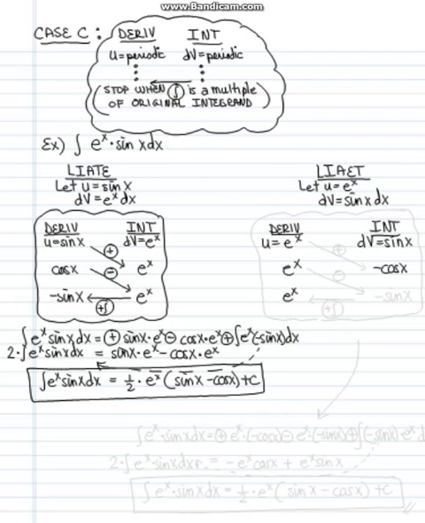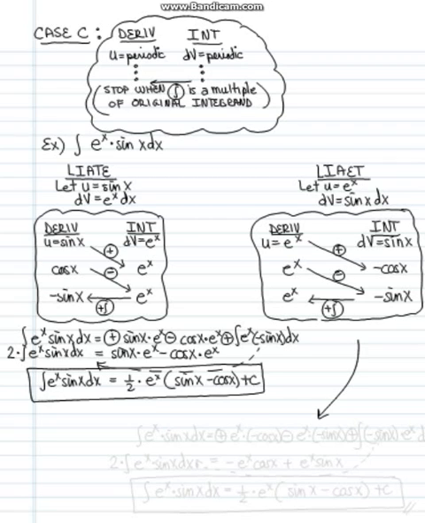Derivative is e to the x. Integral is negative sine x. Now, if we multiply the bottom together, e to the x times negative sine x, we do get a multiple of the original integrand, so we're ready to stop. Let's bring our arrows down. Arrow, across, positive, negative, positive integral. Okay, here's what we're using.